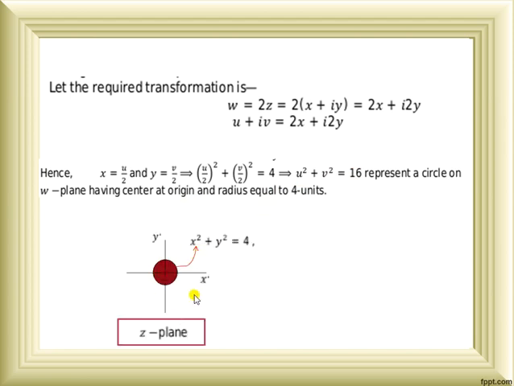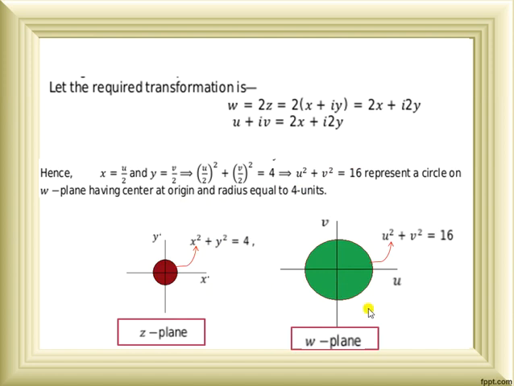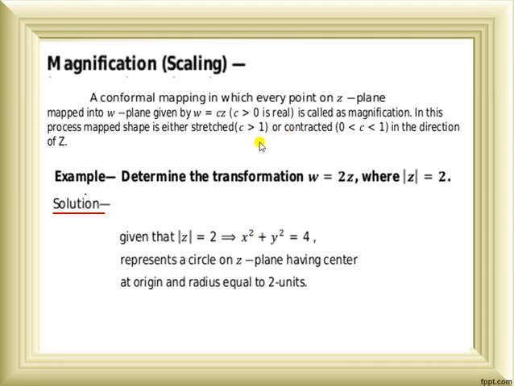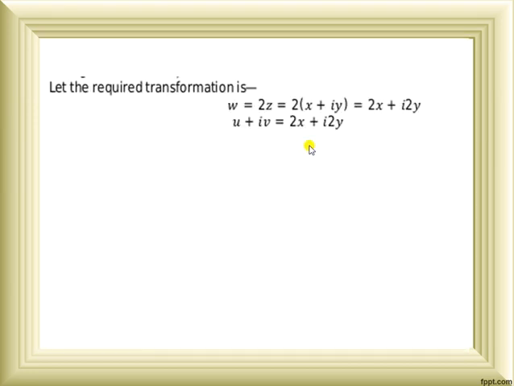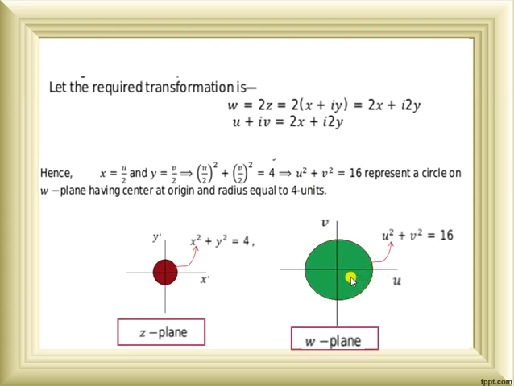This is the circle. The circle given in the Z plane is transformed into the circle u square plus v square is equal to 16 in the W plane. So this preserves the shape. Of course magnification is either stretched or contracted, but here there is no rotation or translation. It preserves the same shape, but it may be larger or smaller than the given Z plane value.